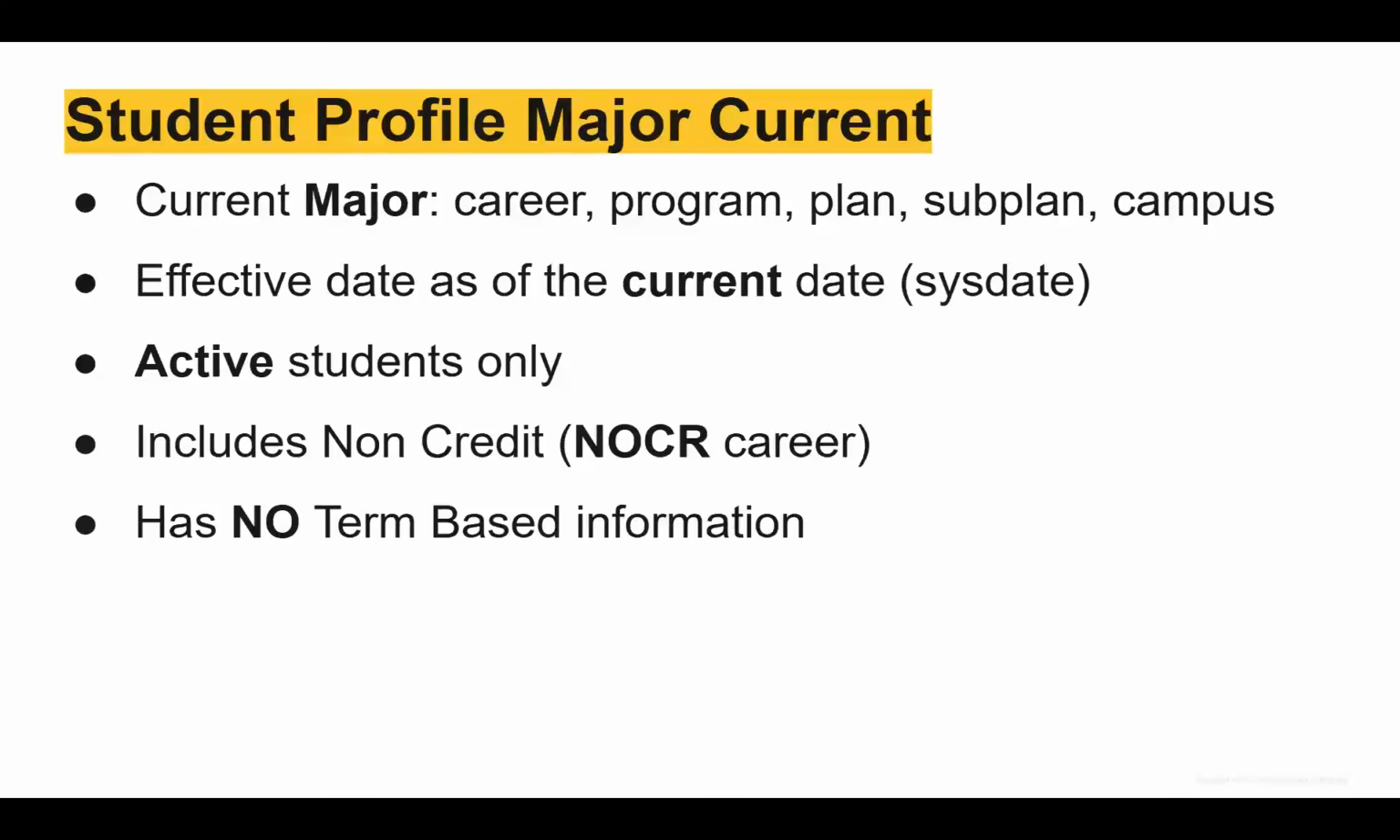The last of the three tables is the youngest. It's the student profile major current. This has all of the fields from the tables I just showed you, except it's dated as of today's date instead of as of a term start. There's no term-related information in this at all. You can't use it to get enrollment status because that's a term-related concept. It only includes active students. So as soon as a student graduates, they disappear from this table.